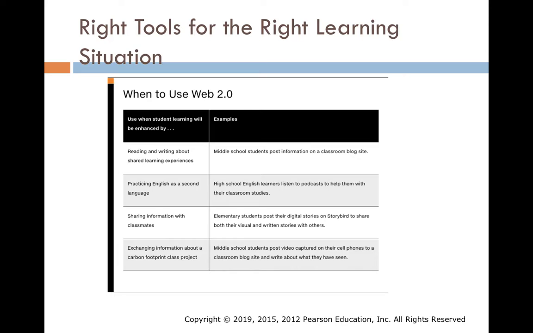So, what we find by incorporating different technology tools is if we have the right tool for the right learning situation, we can enhance learning. And that's the goal of using technology in our learning. Oftentimes teachers or pre-service teachers say, I just don't want to just use technology to use technology. Well, nobody wants you to do that. We want you to use technology if it's the right tool and it enhances learning.